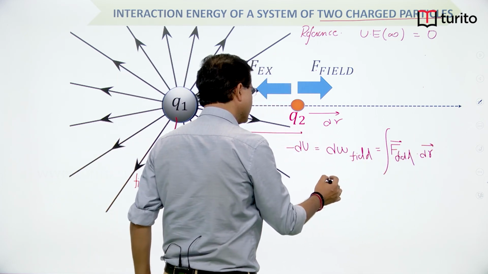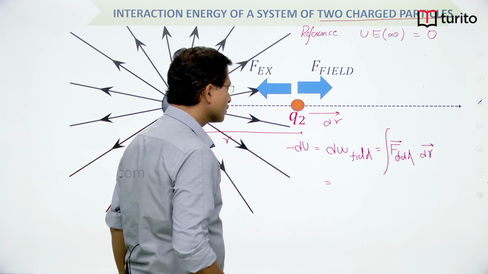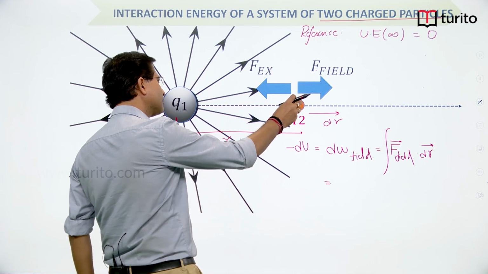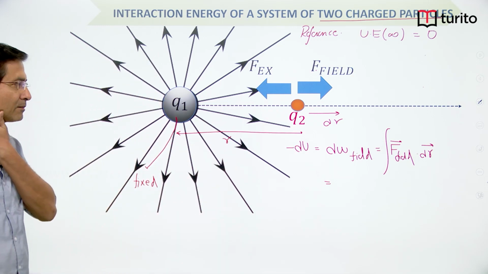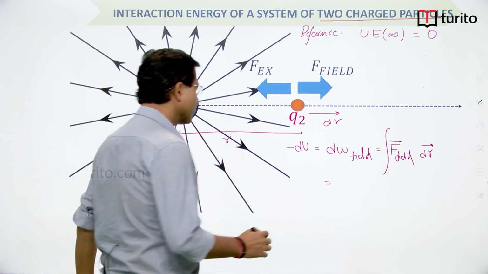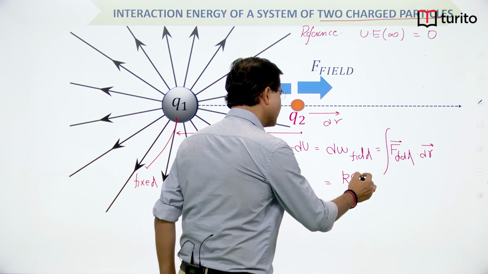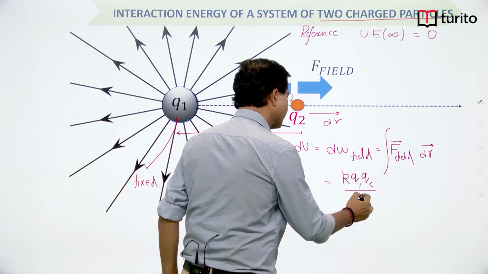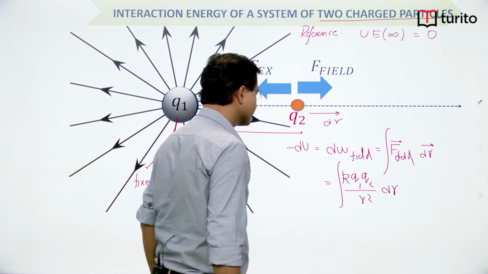Now, I will substitute the value of force. When this particle is at distance r, the force of interaction between these two, from Coulomb's law, is k q1 q2 divided by r square. So, I can write k q1 q2 divided by r square dr, integrated.